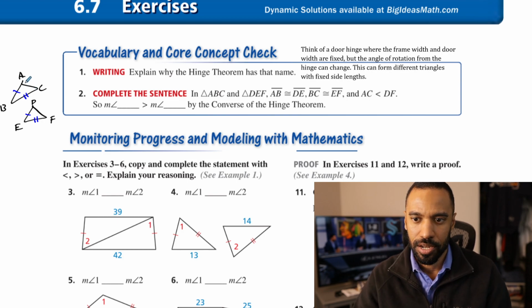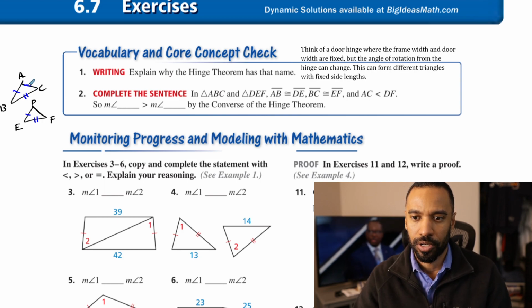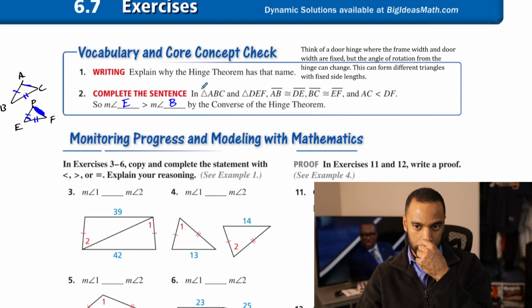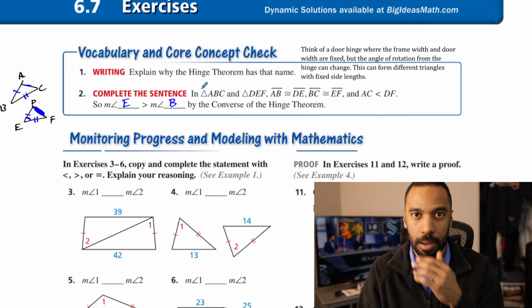They're talking about the lengths here. This is smaller and this is bigger. If this is bigger, this angle will be bigger right here. Angle E is going to be bigger than angle B. Measure of angle E is greater than measure of angle B by the converse of the hinge theorem. The longer side will have a greater opposite angle.